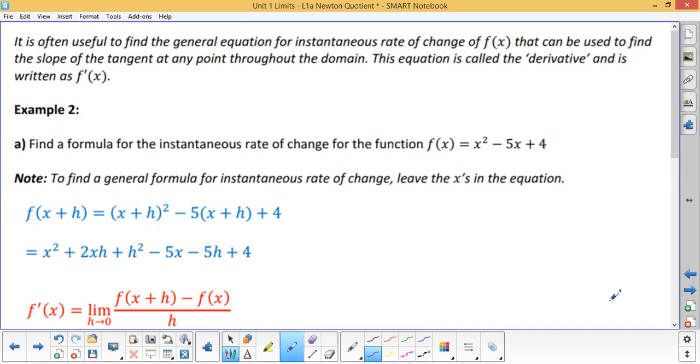This is called the derivative, and it can also be written as f prime of x. So we can write the derivative as dy over dx or f prime of x. Because most functions are written as f of x, I prefer f prime of x, but if the equation is in the form y is equal to, we can also write it as dy over dx.